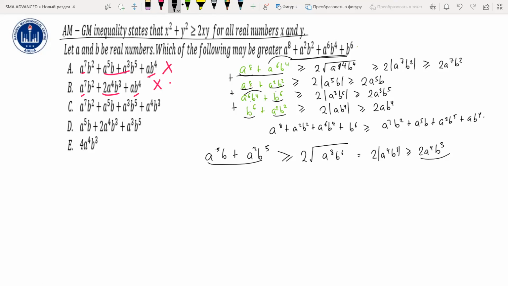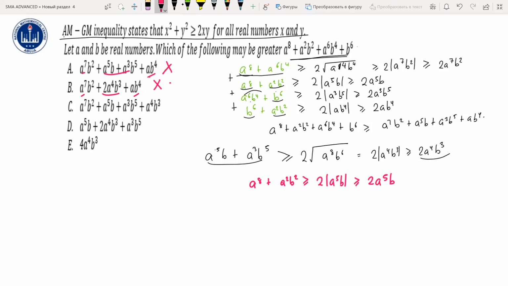So now I'll go to option D. How will I show that option D is at most this expression we have in the question? We're just going to apply AM-GM in another way. There are a lot of ways to apply the AM-GM. So apply the AM-GM in this way: a raised to power 8 plus a squared b squared is greater than or equal to 2 absolute value of this, which is greater than or equal to 2a^5b.